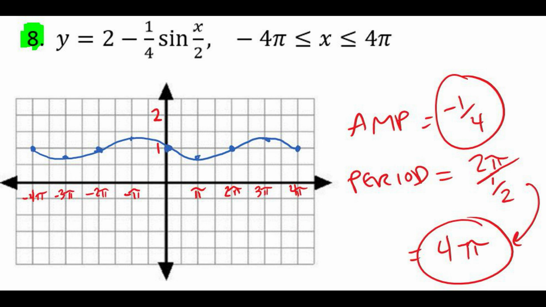So I counted by halves on my y-axis, and that's why it's halfway in between those squares. And now, it's a normal sine curve, so I know it's going to start in the middle, but this one's being flipped, so it starts by going downward.